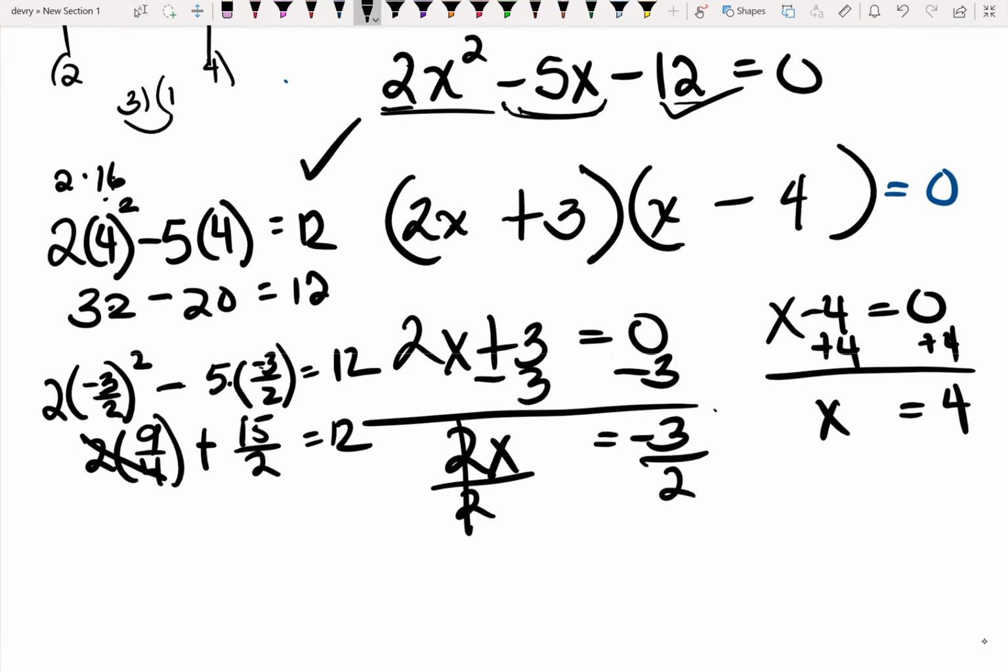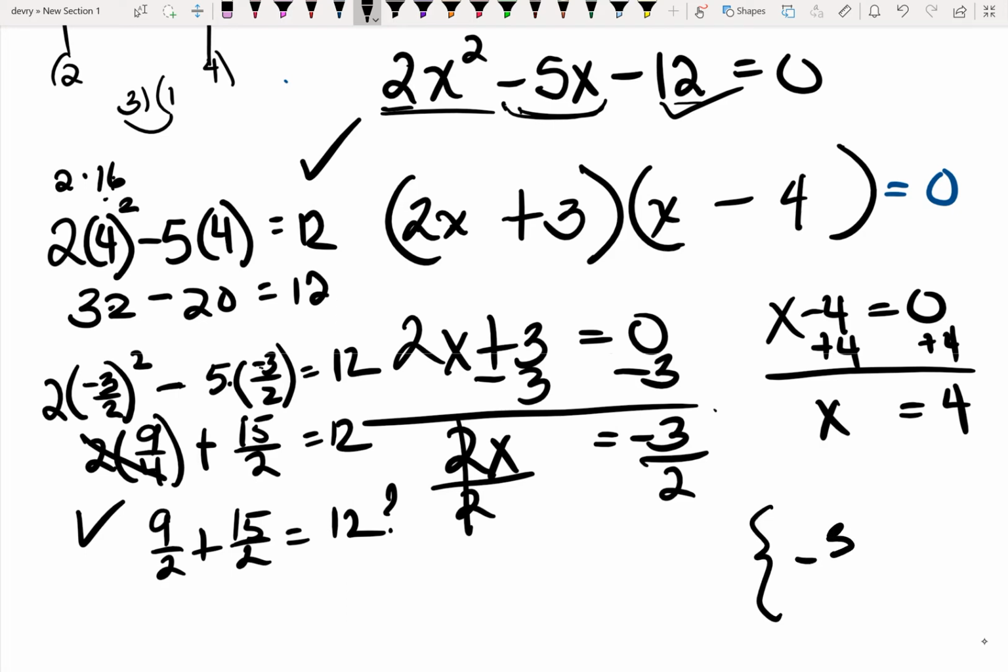Is 9 over 2 plus 15 over 2 equal to 12? Yes, it is, because that's going to give you 24 over 2, which is 12. So they both check out, they're both a solution. We always check. So your solution set for this will be negative 3 over 2, comma, 4. Alright?